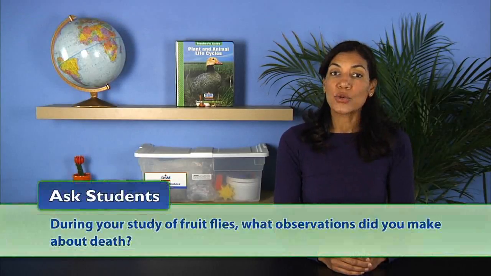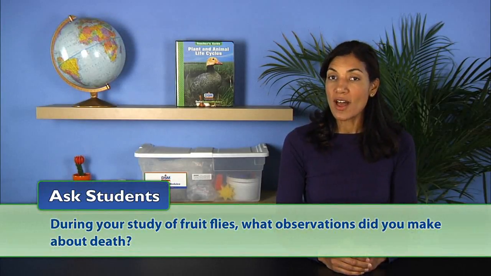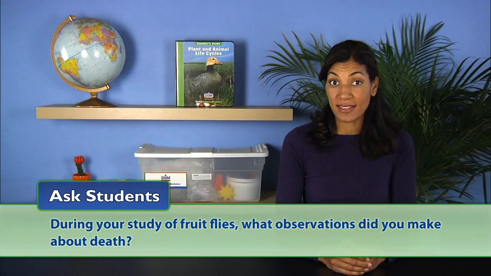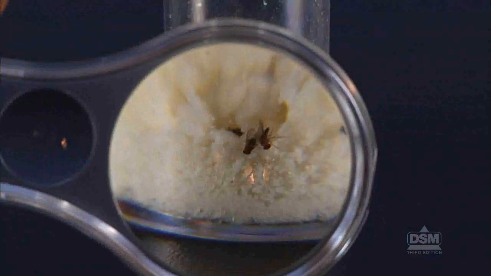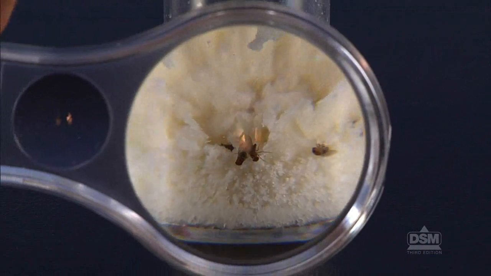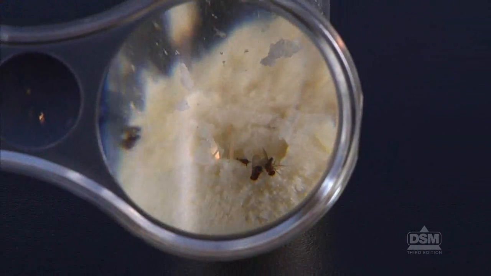Then ask, during your study of fruit flies, what observations did you make about death? Students should have observed that not all eggs hatched into larvae, not all larvae became pupae, not all pupae matured into adult flies, and some of the adult flies died without producing a new generation of offspring.